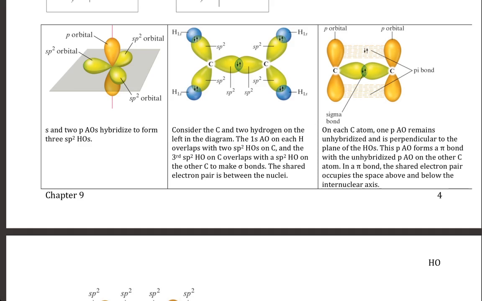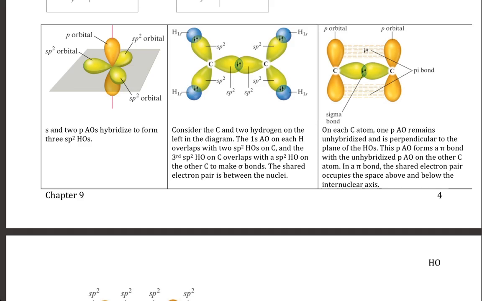The third diagram is getting back to those p atomic orbitals, those original unaffected ones. Each carbon has a p atomic orbital. And what we imagine in this model is those p atomic orbitals overlap each other. Like the picture shows, they have a region above the nuclei and a region below the nuclei where a pair of electrons, a bonded pair of electrons, can be.